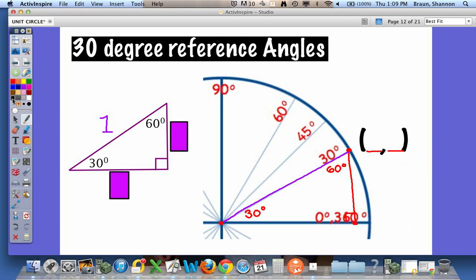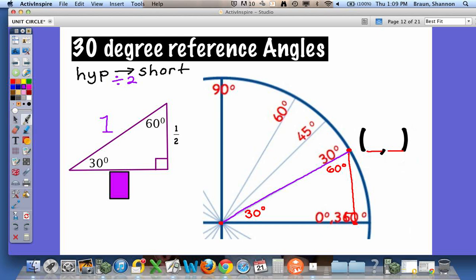Okay. Now we've got to remember that special right triangle stuff. How do I go from the hypotenuse to the short leg? I divide by 2. So if my hypotenuse is 1, my short leg is 1/2. Right? 1 divided by 2 would give me a short leg of 1/2.